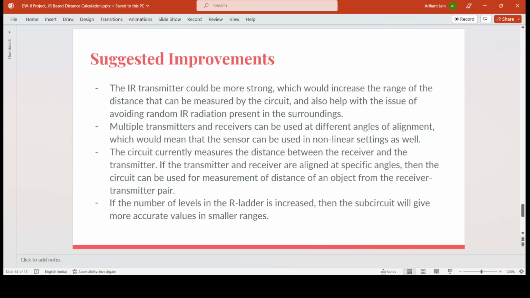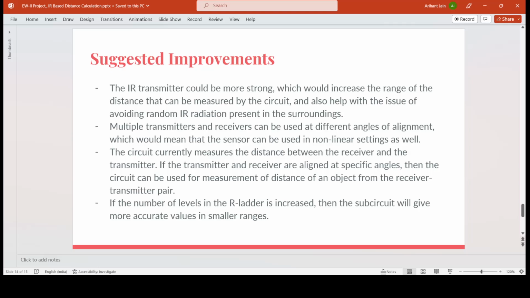Here are some specific ways that we think the circuit can be improved. One of the challenges that we faced was that the IR transmitter signal was not very strong. So if we could have a transmitter that has a higher output voltage, this would help us increase the distance range that we can sense, also giving us better resolution. This will also help with avoiding stray IR radiation present in the surroundings.